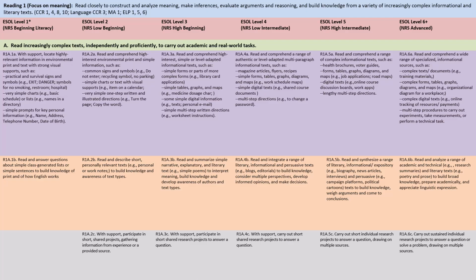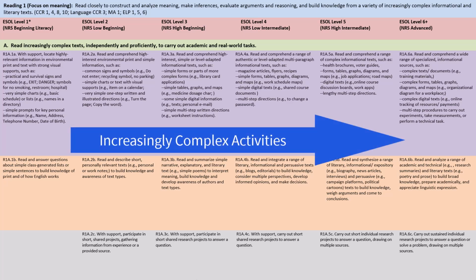Now perhaps pause the video again and take a look at the second row. Here, the benchmarks focus on increasingly complex activities a reader might do to build knowledge from those increasingly complex texts. Notice in Level 1, the benchmark is that a learner will read and answer questions about simple text. In Level 2, it's to read and describe short, relevant texts. In Level 3, it's read and summarize simple narrative, explanatory, and literary texts.